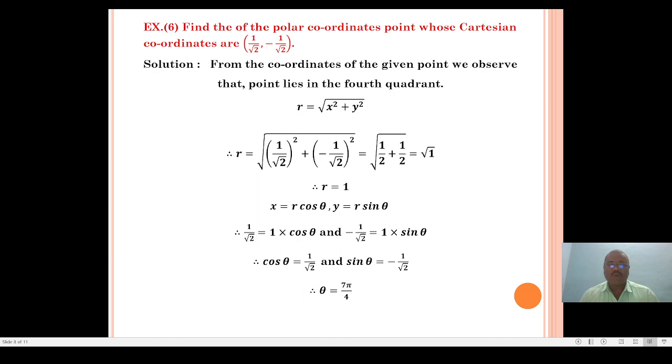The value of cos theta is 1 by root 2 for pi by 4, and the value of sin theta is 1 by root 2 for pi by 4. But sin theta is negative, so minus pi by 4. So we get theta equals 2 pi minus pi by 4, that is 7 pi by 4. Next example.